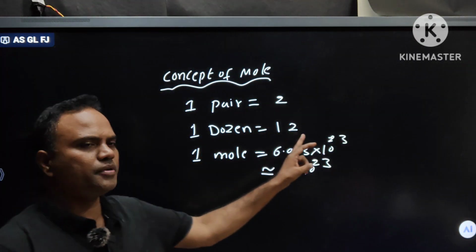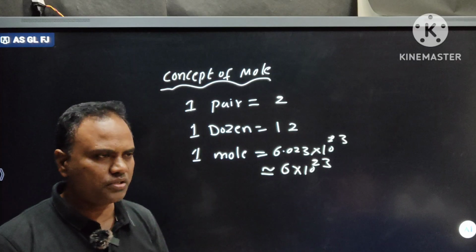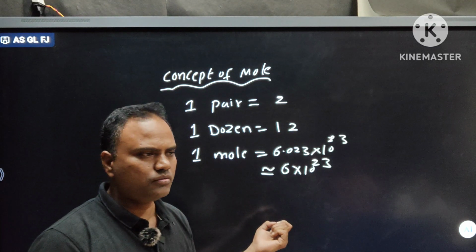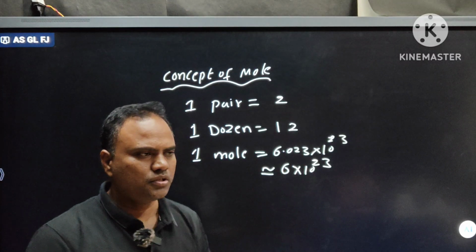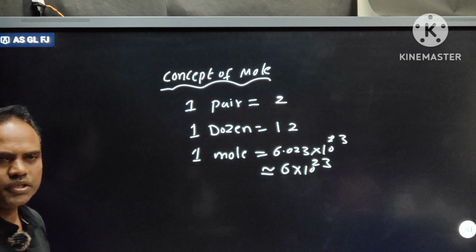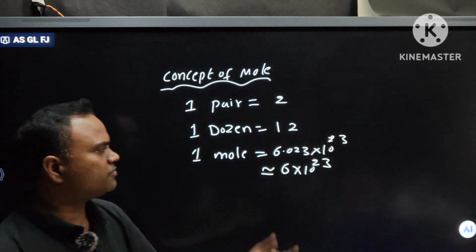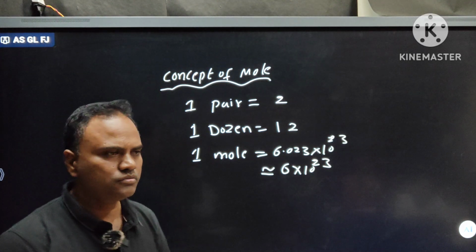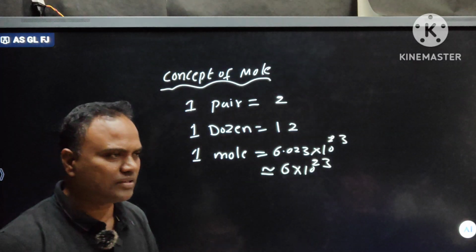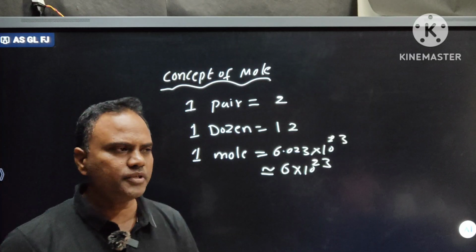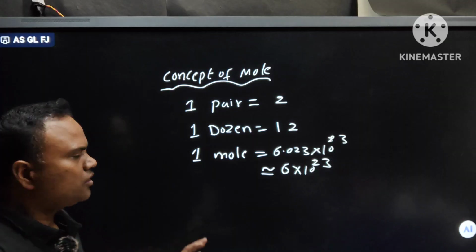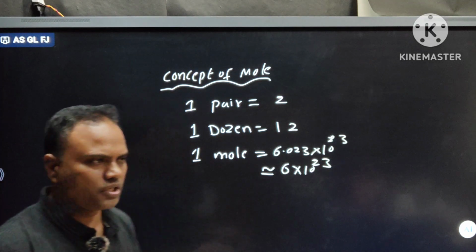Generally, we use dozen to represent 12 entities, 12 objects, 12 pens, 12 pencils, anything. Similarly, we use mole to represent these many entities, these many chemical species, atoms or molecules or ions. One mole is equal to 6.023 into 10 to the power of 23. One mole of pens means how many pens? 6.023 into 10 to the power of 23 pens. One mole of water molecules means 6.023 into 10 to the power of 23 molecules. Clear? Now I will give you some important formulas related to mole.